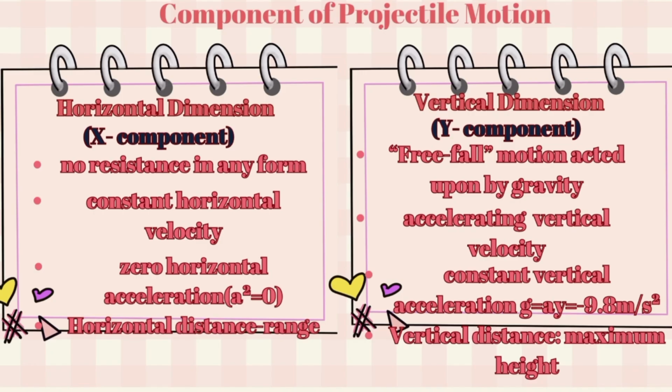In the horizontal dimension, there is no resistance in any form. It has a constant horizontal velocity, zero horizontal acceleration, and the horizontal distance is the range. In the vertical dimension, also known as the y component, it is free fall motion acted upon by gravity. It has an accelerating vertical velocity and a constant vertical acceleration, which is gravity, also known as a_y. It is equivalent to negative 9.8 meters per second squared. So the vertical distance is the maximum height.